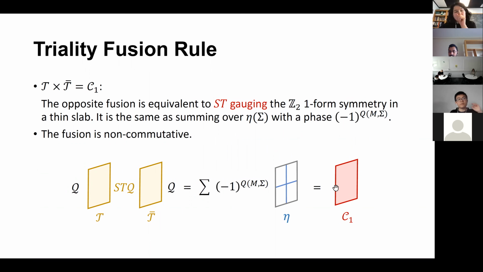So here we see that the fusion is generally non-commutative. When we fuse T bar with T, we get C0. But when we fuse T and T bar in the opposite way, we get C1 instead. So we get a non-commutative fusion.